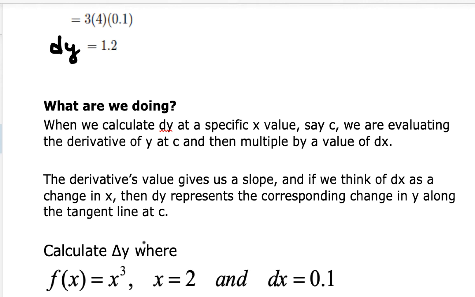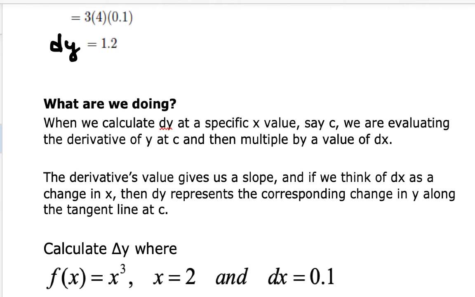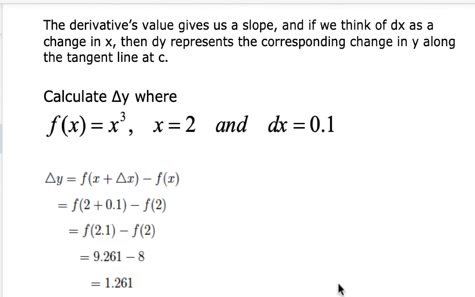Now let's find the value for the change in y, delta y. Again, for the same problem, f(x) is x cubed, x is 2, and dx is 0.1. We know the formula for change in y is given by f of x plus delta x minus f of x. When you plug in the values, remember, delta x is nothing but dx. So f of 2 plus 0.1, which is f of 2.1, minus f of 2, which gives us 9.261 minus 8, which gives us 1.261.